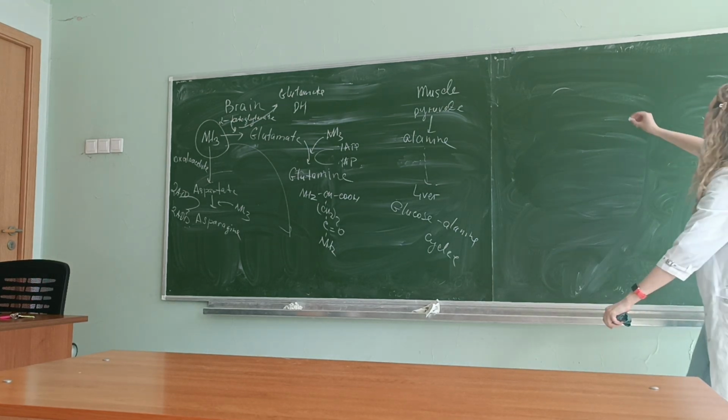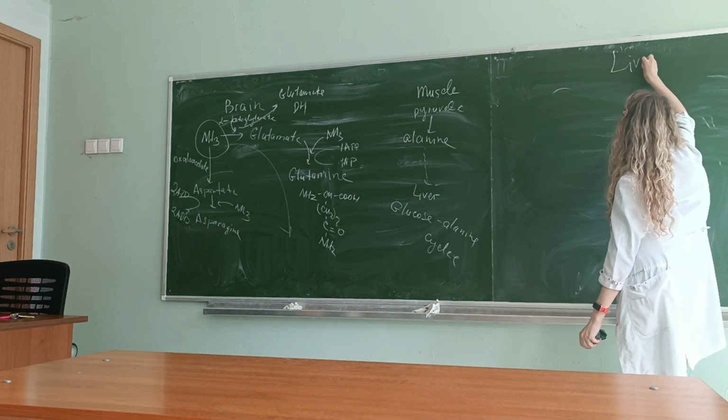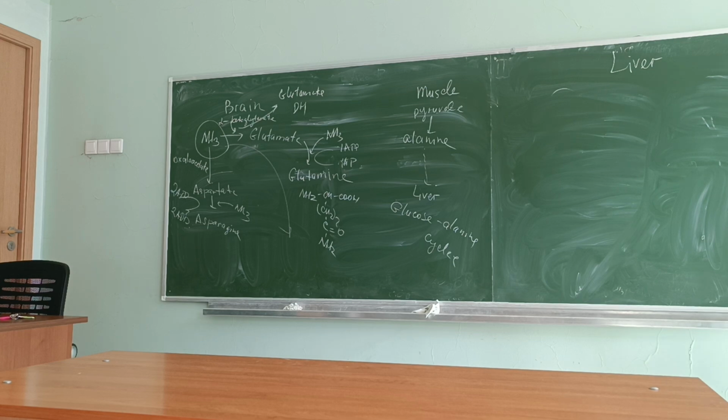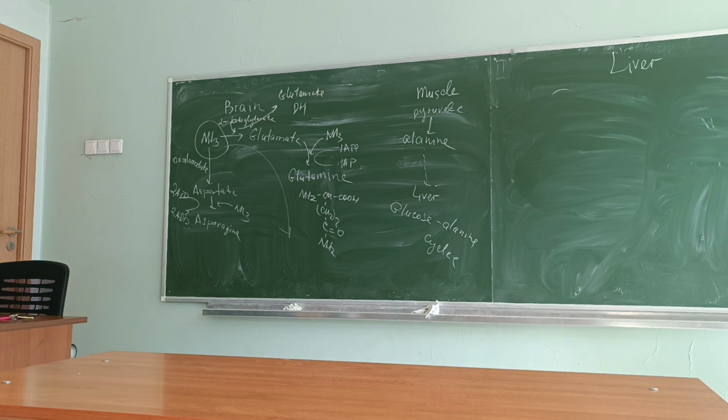What's happening in our liver? Only the liver will convert ammonia into urea. So this is a prerogative of the liver. No other organ will do it.